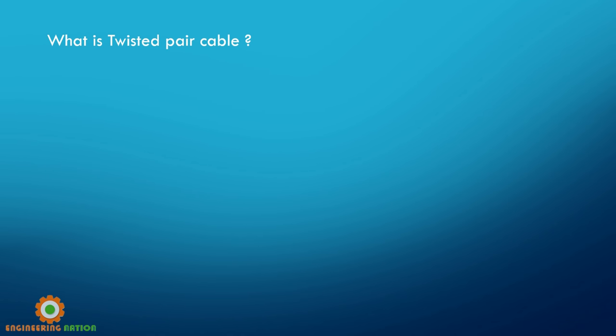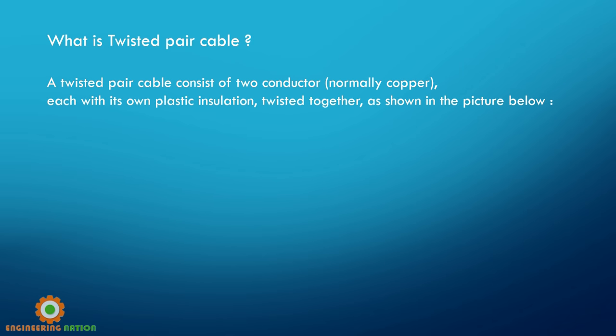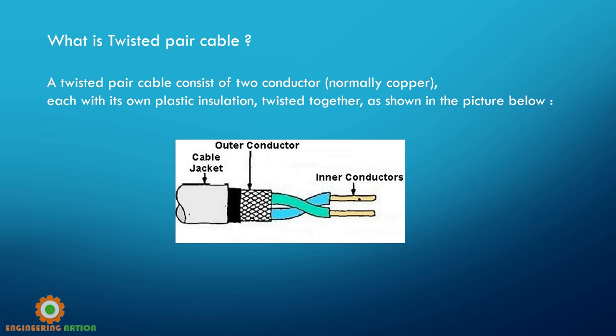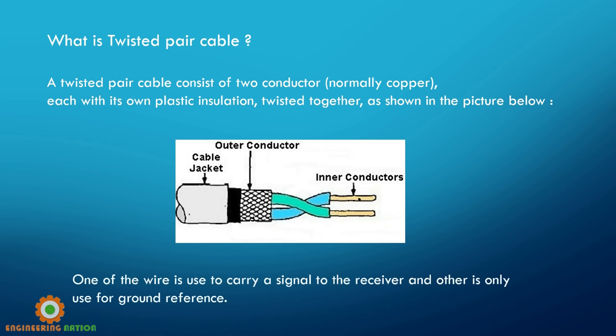What is twisted pair cable? A twisted pair cable consists of two conductors, normally copper, each with its own plastic insulation, twisted together as shown in the picture below. So this is a basic picture of twisted pair cable. Here there is an inner conductor which is protected by an insulator. Both have separate insulation. The outer layer is also protected by a cable jacket, so that it can resist the environment. One of the wires is used to carry a signal to the receiver and the other is only used for ground reference.